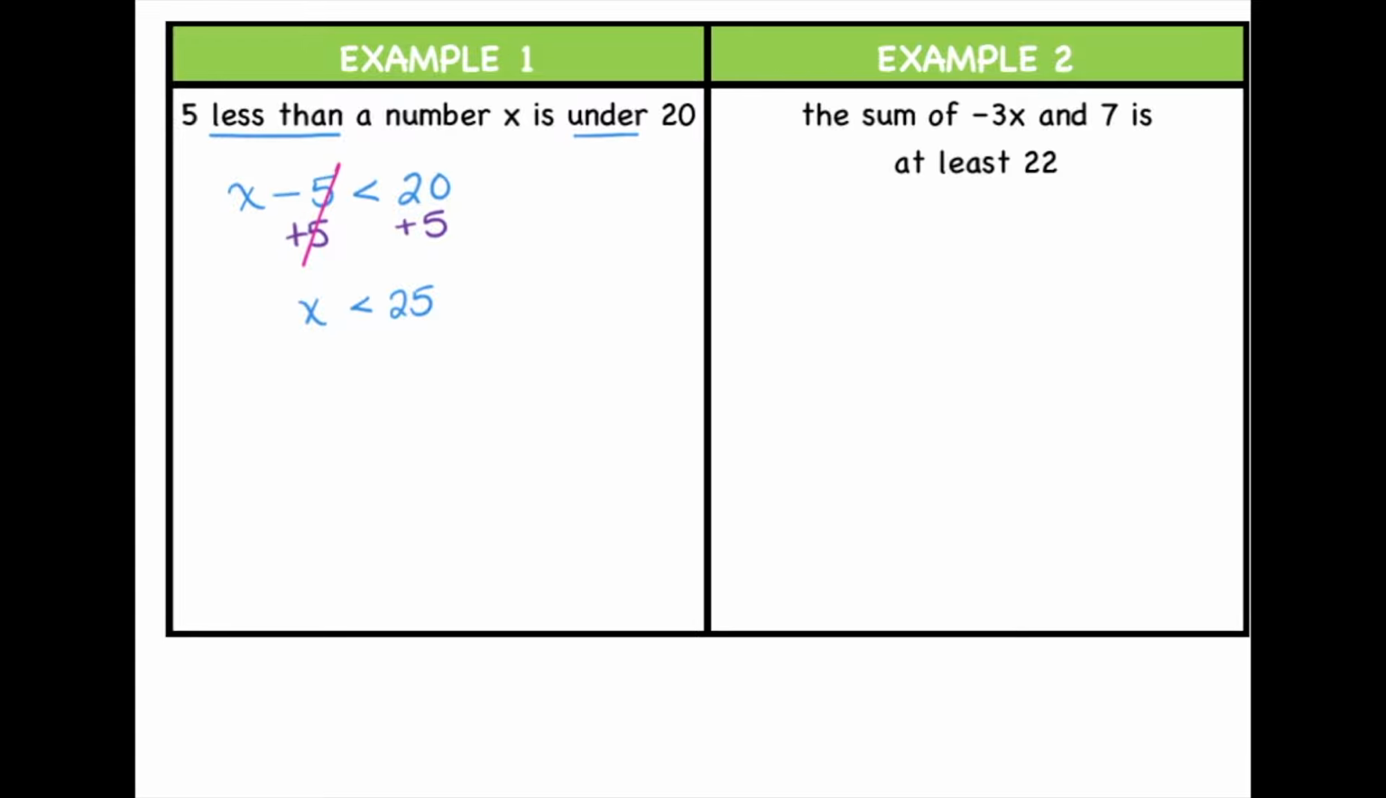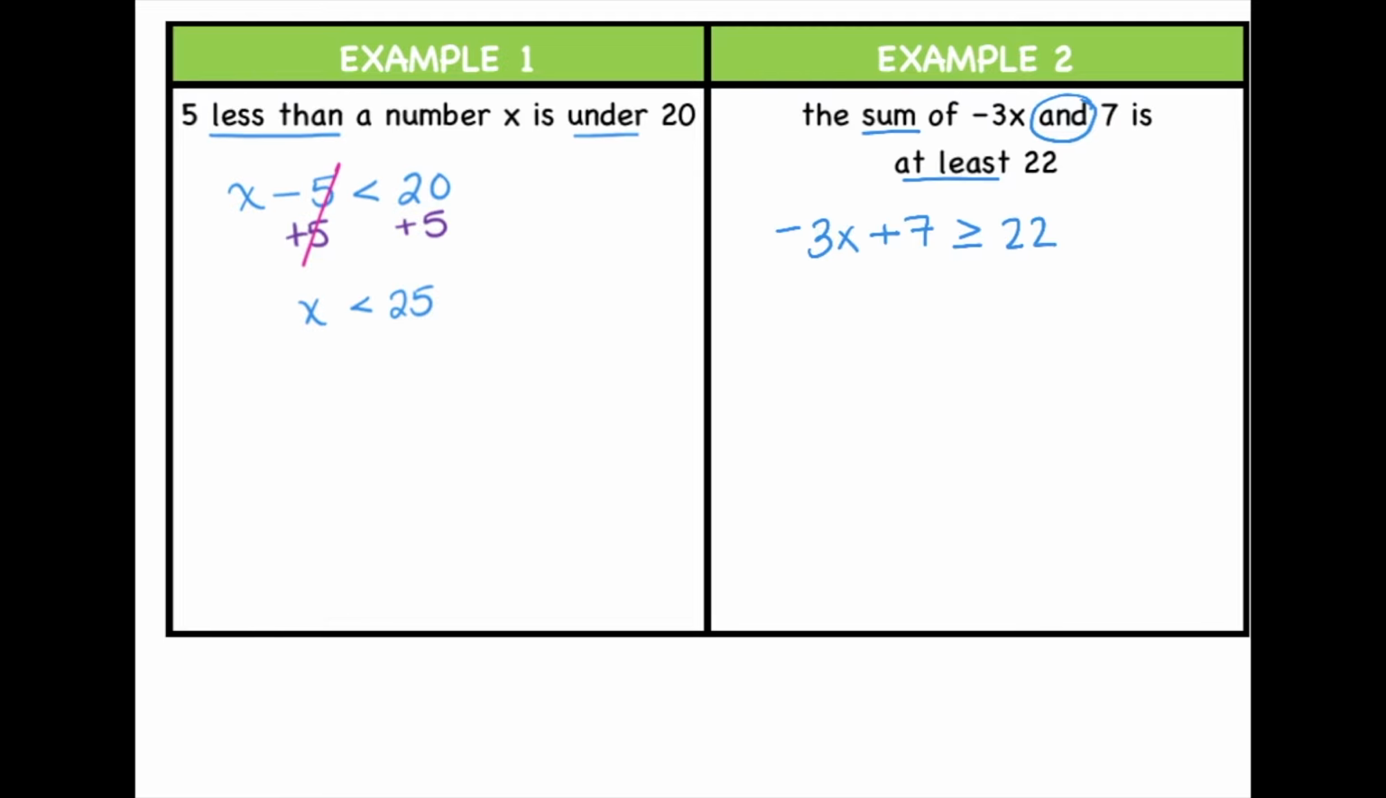Example 2 says the sum of negative 3x and 7 is at least 22. So we know we're performing addition where we see the word and. Because it's at least, we know we're going to use the greater than or equal to symbol. So I'm going to write my algebraic inequality, negative 3x plus 7 greater than or equal to 22. Now this inequality is going to require 2 steps in order for us to solve it.